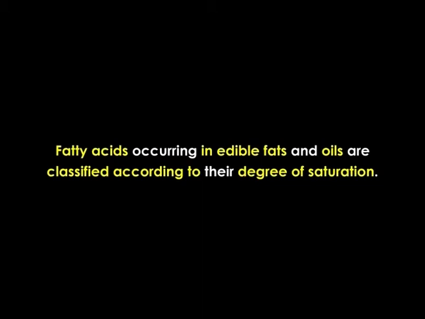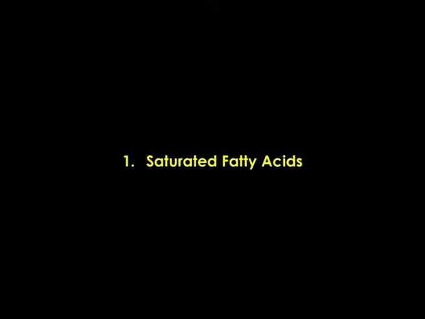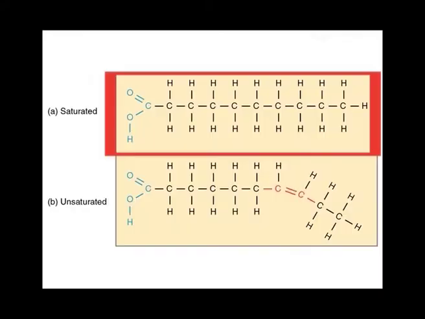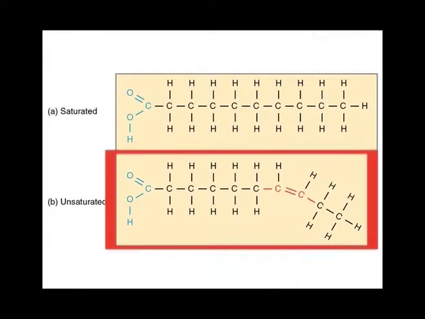Coming to the main classification of fats and oils. Fatty acids occurring in edible fats and oils are classified according to their degree of saturation. First, saturated fatty acids. Those containing only single carbon-to-carbon bonds are termed saturated and are the least reactive chemically. Second, unsaturated fatty acids. Fatty acids containing one or more carbon-to-carbon double bonds are termed unsaturated.